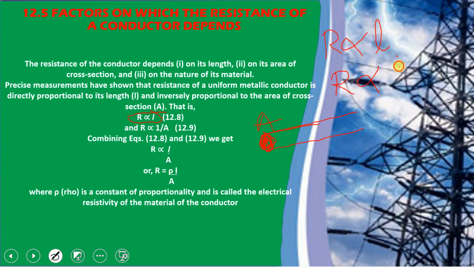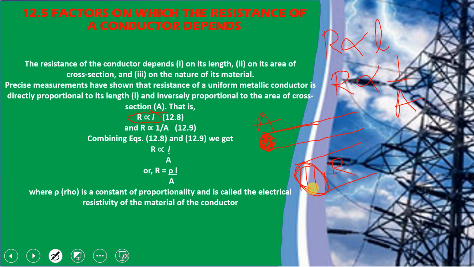Now here the resistance is inversely proportional to the area of cross section. What is meant by inversely proportional? It means if the area is increased, that is, we are using a thick wire, then the resistance will decrease. If the area of cross section is increased, the resistance will be decreased.